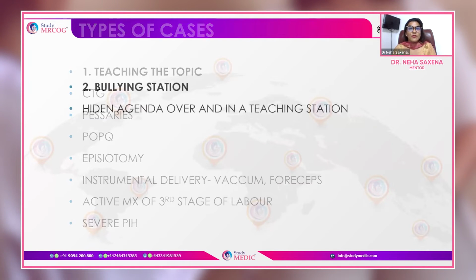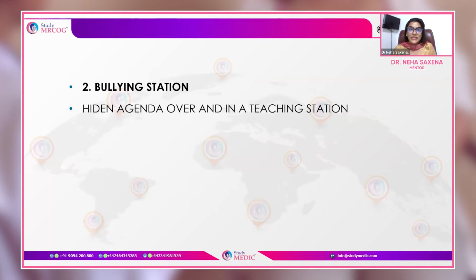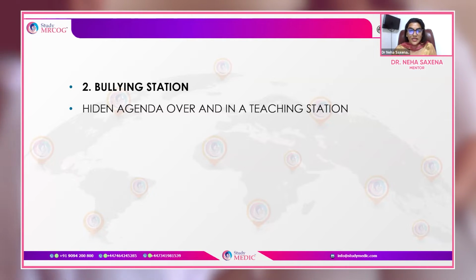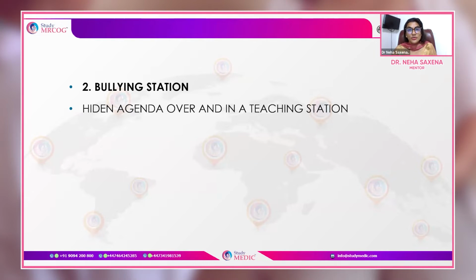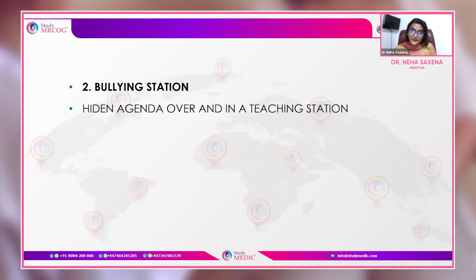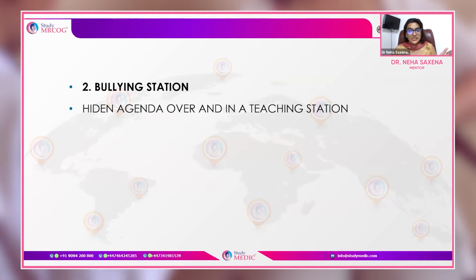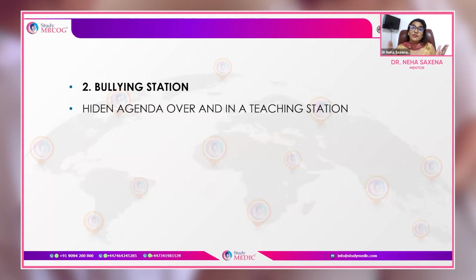The next type of stations would be the bullying stations, where the instructions would be given to teach a junior. However, the bullying part would be the hidden agenda. So, my dear friends, it is very important in all the teaching stations that you rule out bullying at the outset, at the start of the station, so that we categorize whether we have to deal with the station as a bullying station or whether we actually have to teach the junior about the particular topic given.